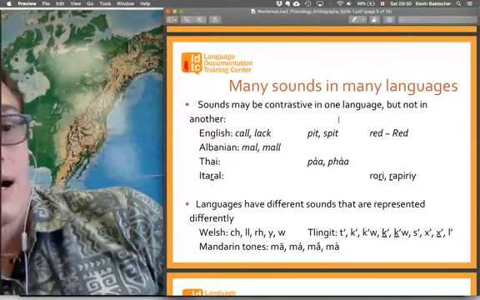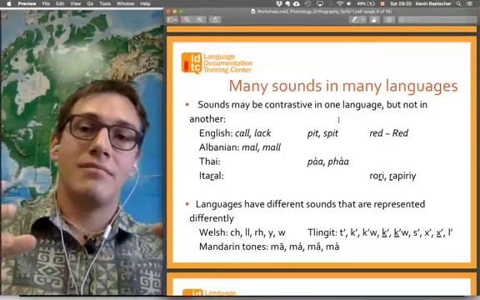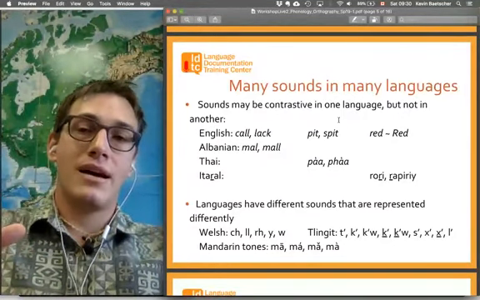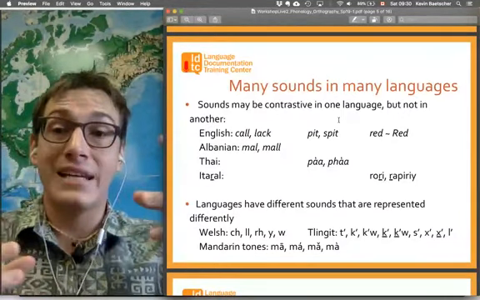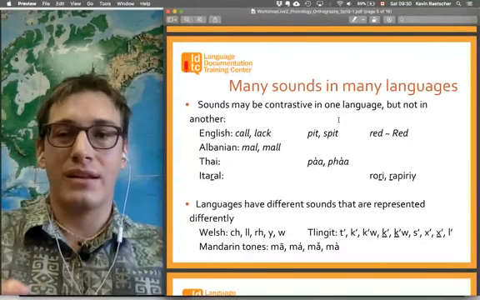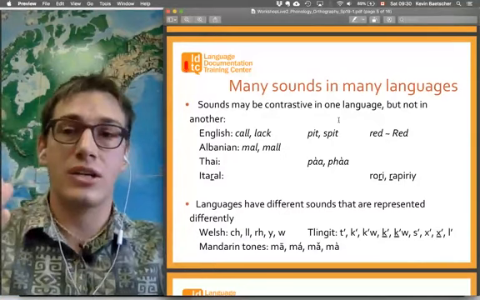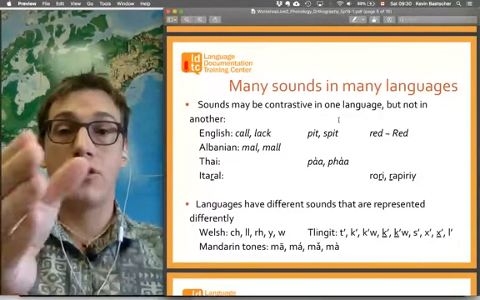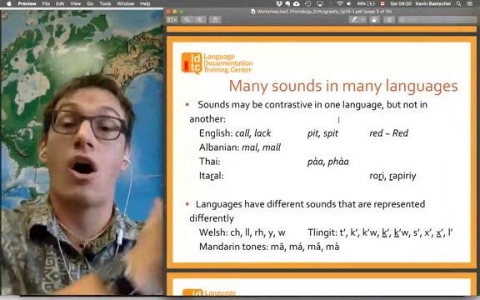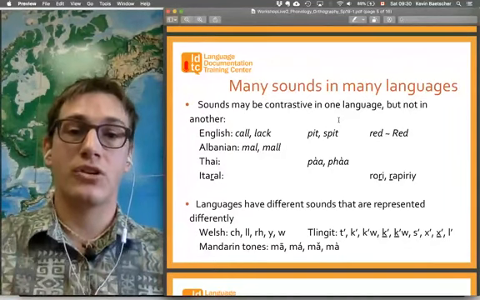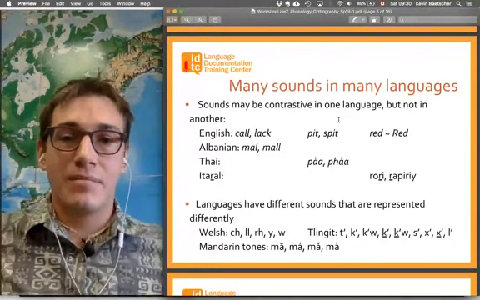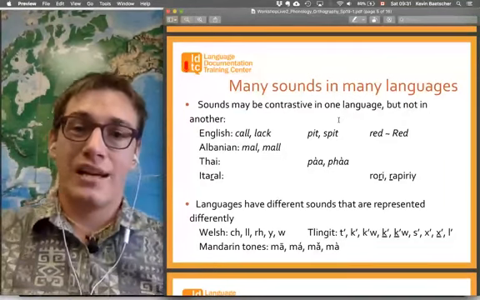Okay, so these are some sounds that may be made in English, but they don't really make a difference, right? They're not distinct phonemes. They're different sounds of English, but they're not separate phonemes. But in those other languages, those same sounds are distinctive. That's important to understand.